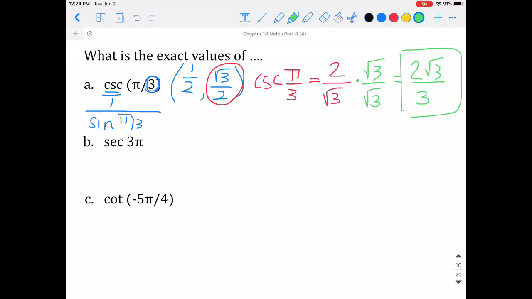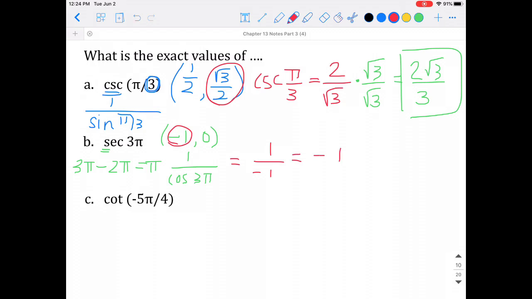For B, we have the secant of 3 pi. So we have 3 pi. Let's figure out a coterminal angle. So to figure out our coterminal angle, we're going to subtract 2 pi, which gives us pi. So we know for pi, we are on the negative x-axis, which makes our corresponding point -1, 0. For secant, that means we're doing 1 over cosine of 3 pi. So for cosine, we are using our x value, which would make it 1 over -1, which simplifies to -1.